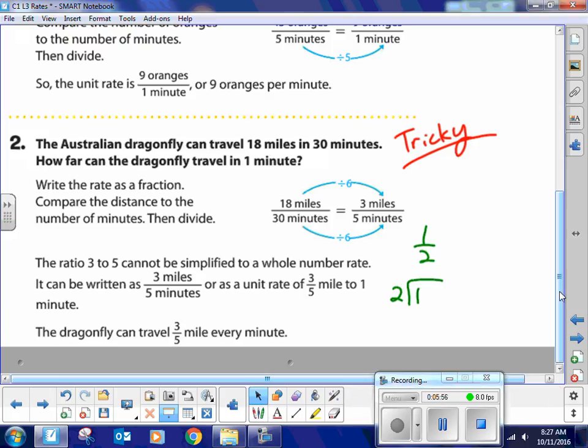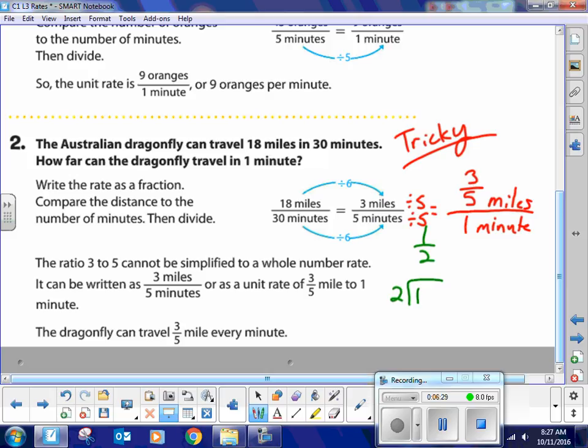So since 3 miles in 5 minutes cannot be reduced properly, we just go ahead and divide everything by 5, right? So if we divide this by 5, divide this by 5, all right? We're not going to actually finish this division of the miles, okay? We're down to 1 minute, okay? 3/5 of a mile in 1 minute.